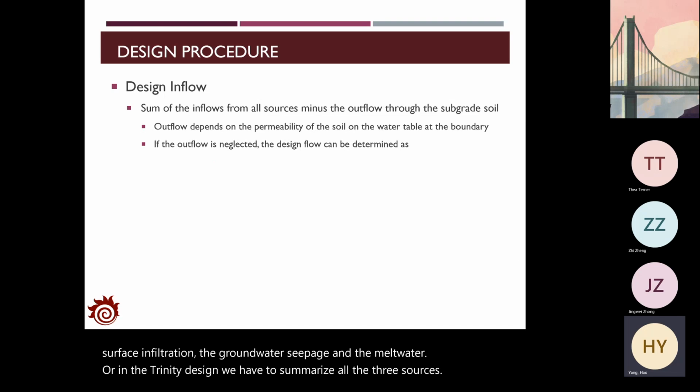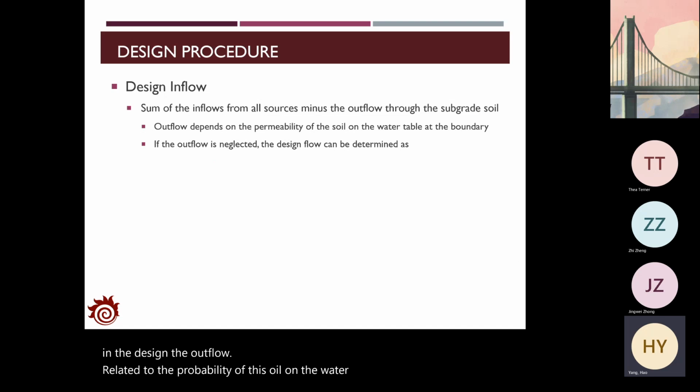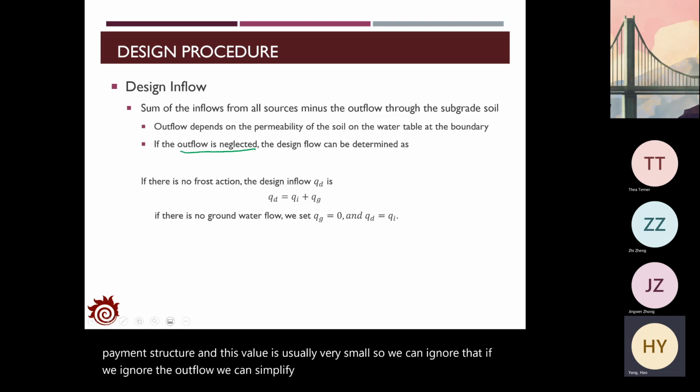In the drainage design, we have to sum all three sources. And also, we need to subtract the outflow through the subgrade soil. But usually in the design, the outflow is related to the permeability of the soil and the water table at the boundary of the pavement structure. And this value is usually very small, so we can ignore that. If we ignore the outflow, we can simplify the calculation of the design inflow for the drainage layer.